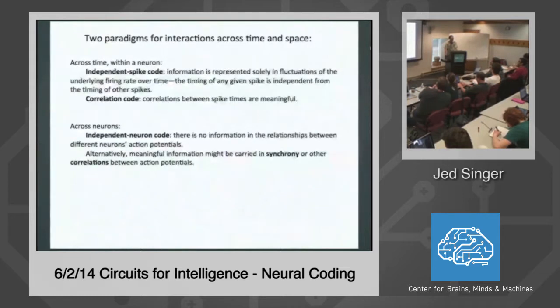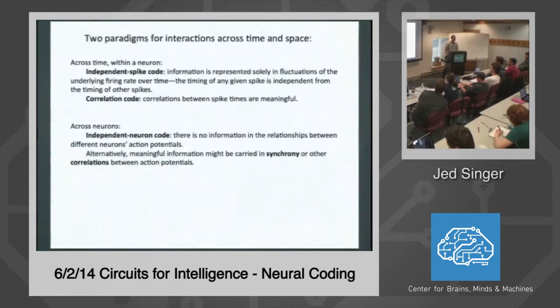an independent spike code holds that the only thing that matters in terms of the information being carried by this neuron is the firing rate of this neuron as it changes over time. The specific moment at which any given spike happens is not important. That's just an epiphenomenon, these fluctuations in the firing rate. Alternatively, it may be that correlations between spike times carry additional information. So a burst of spikes may carry special importance, or oscillatory activity may carry special importance.